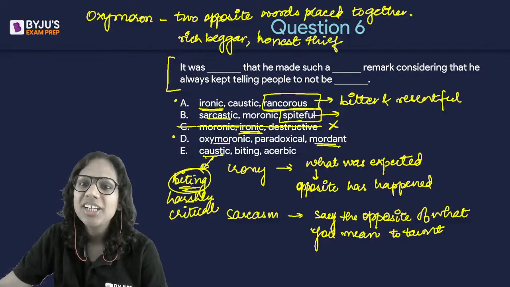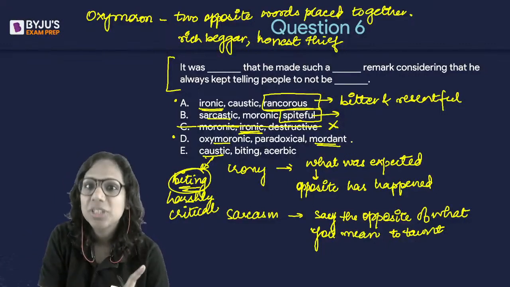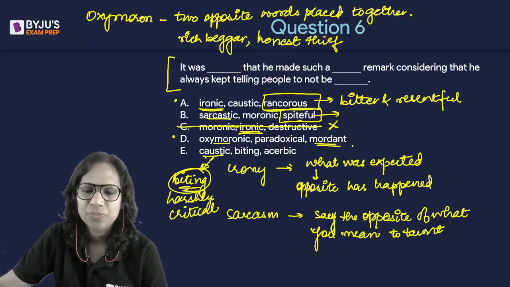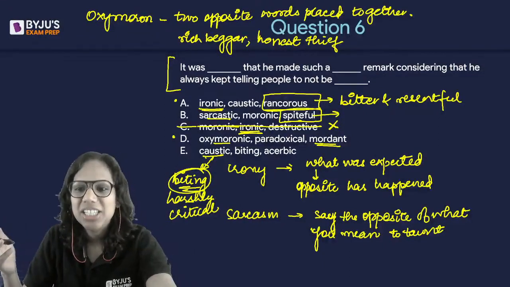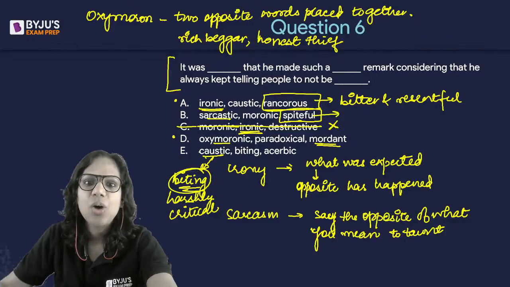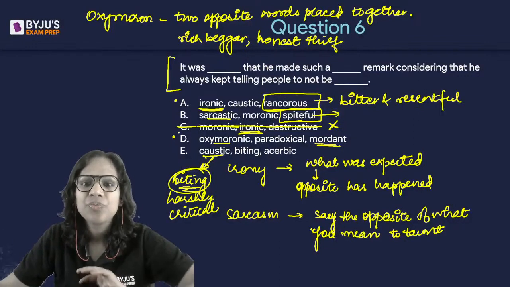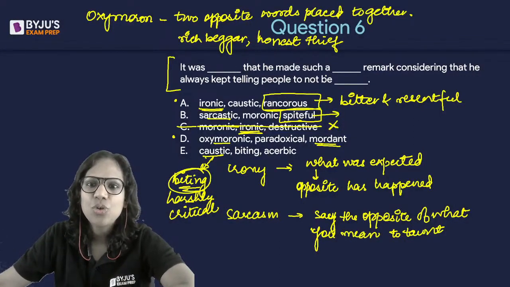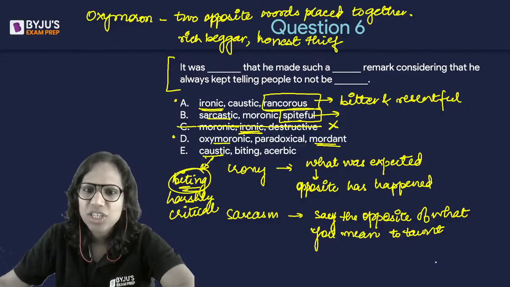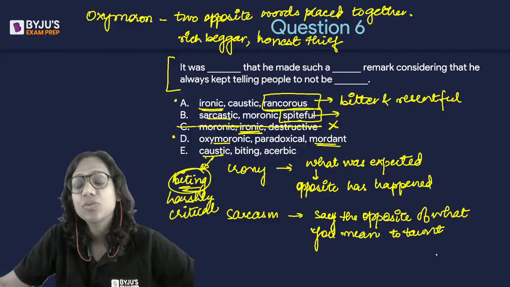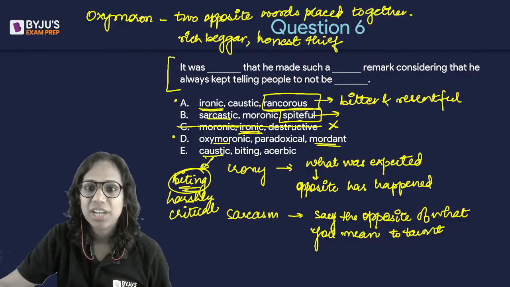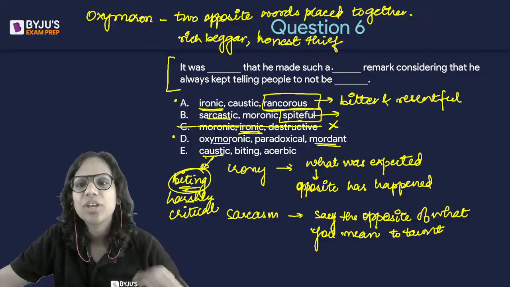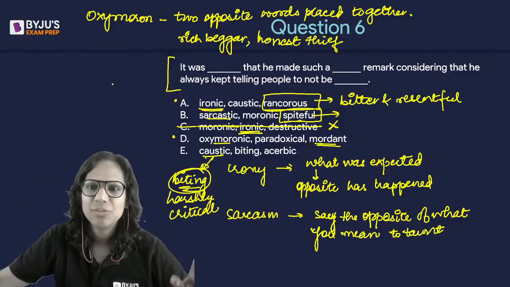Okay, mordant, as I've told you, is about humor, right? Biting humor. So do you see how I am eliminating? I am eliminating on the basis of the meanings of these words. I should know the meanings of these words when the options are so close. Okay, I am eliminating on the basis of grammar. And now I'll see what actually fits now that I've analyzed the meanings of all of them.